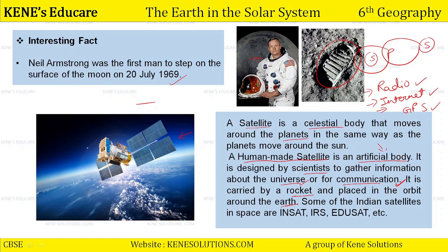Ab aap soch rahe ho ki itni badi satellite hoti hai, upar jati kaise hogi? So there is a rocket. Ek rocket hota hai. Is rocket ke upar ya uske andar satellite fit kar di jati hai. And then this rocket takes the satellite to the space. Space mein le ja ke, ye orbit hai. Orbit mein kahin pe set karke, the rocket comes back, okay, and places it in the orbit around the Earth. Some of the Indian satellites in space are INSAT, IRIS, EDUSAT, etc.